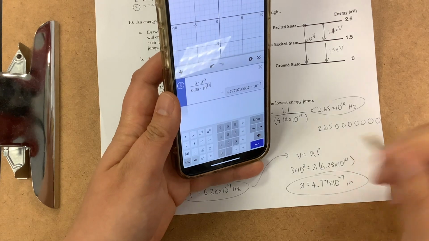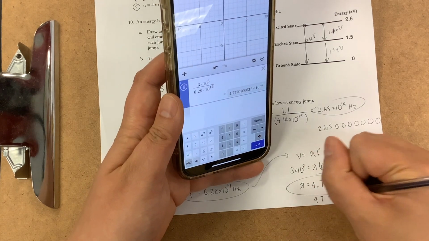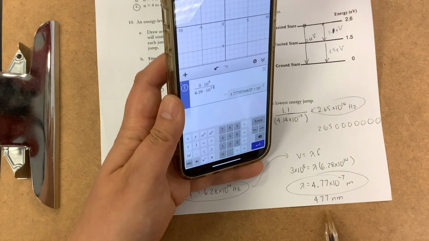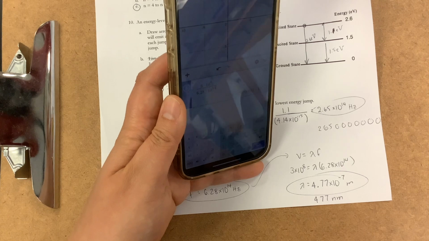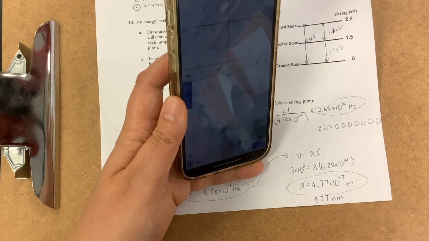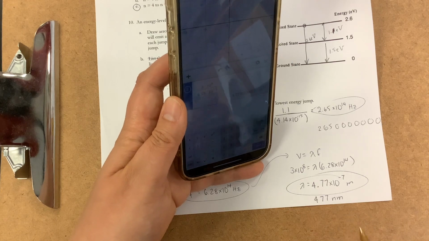If just for funsies, you want to put this in nanometers so that it looks comparable to what we're used to, we would go here. This is right around the blue part of the spectrum. If violet is like 410 nanometers, then blue is at like 477.